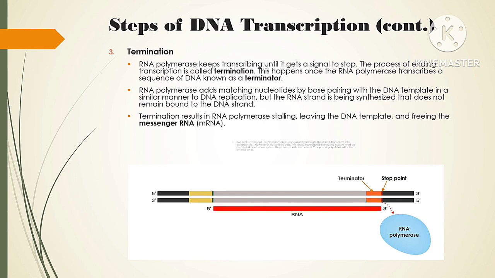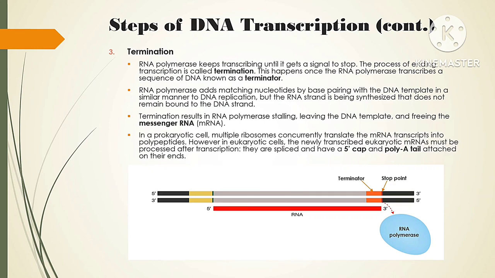In a prokaryotic cell, multiple ribosomes concurrently translate the mRNA transcripts into polypeptides. However, in eukaryotic cells, the newly transcribed eukaryotic mRNAs must be processed after transcription. They are spliced and have a 5-prime cap and poly-A tail attached on their ends.